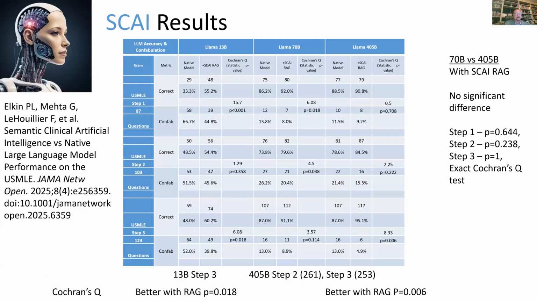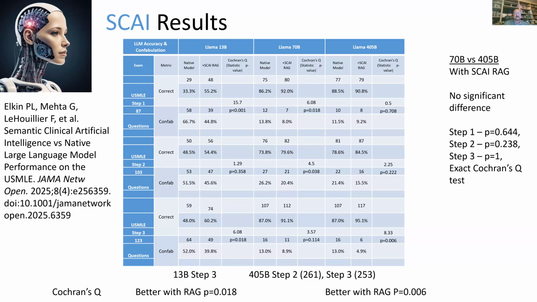So this is the first paper we published in JAMA Network Open. It's a high-impact journal showing that we can improve at all sizes the original model's ability to answer medical questions. But what we found were a couple of interesting things. One is you got bigger and went from the 70 billion parameter to the 405 billion parameter model. It got better, but not statistically significantly so, which is interesting, actually. And we can see that we did pretty well in this.